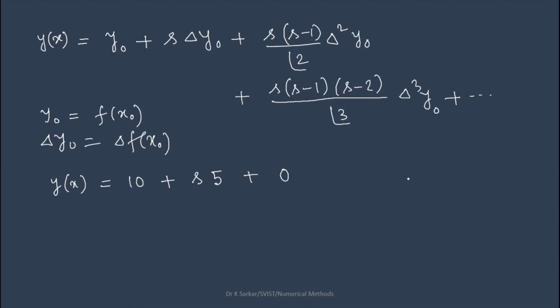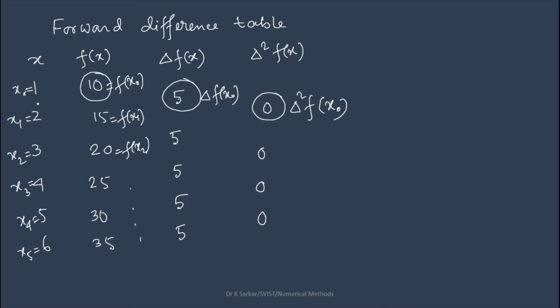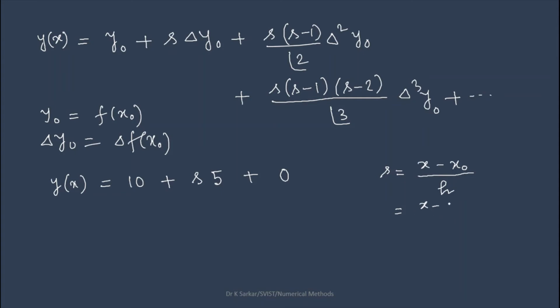Now what is s? S equals (x minus x0) divided by h. So x minus x0, see in the table x0 is 1. And what is h? H is the difference between these consecutive numbers. So 2 minus 1 is 1, 3 minus 2 is 1, 4 minus 3 is 1, 5 minus 4 is 1, 6 minus 5 is 1. So all of them are the same, they are equispaced. That's why we have used the forward difference formula, and the value of h is 1. So here s is (x minus 1) by 1. Yx is 10 plus (x minus 1) times 5.